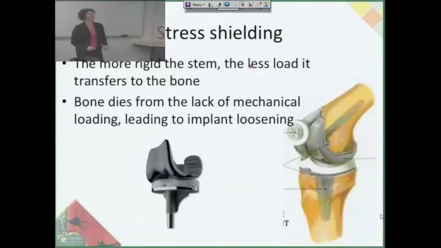Okay, so I alluded to this earlier, but an important mechanism of failure of metal implants, especially for orthopedics, is stress shielding. And that is when the stem that goes into the bone is so much stiffer than the surrounding bone that it doesn't transfer the load to the bone, and then the bone, which requires mechanical loading for proper homeostasis, actually dies. And so you have implant loosening as the bone around the implant dies, and that could happen a lot later, and that's actually what causes a lot of failure.